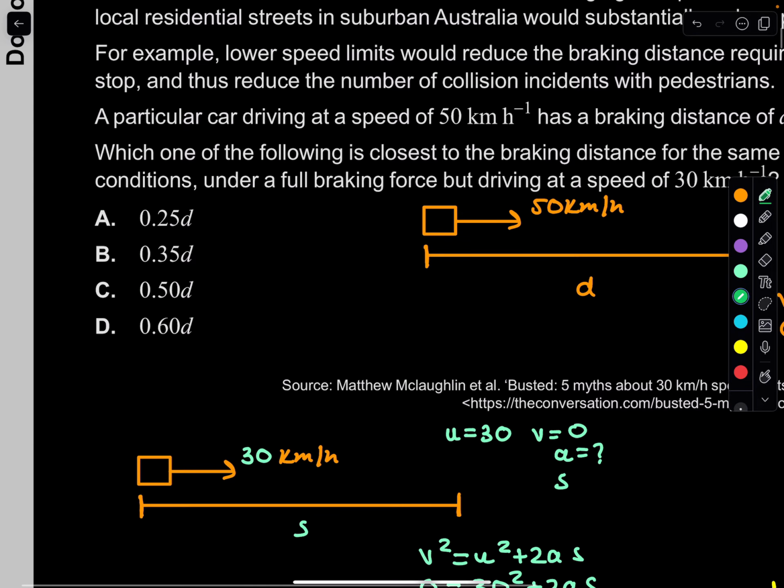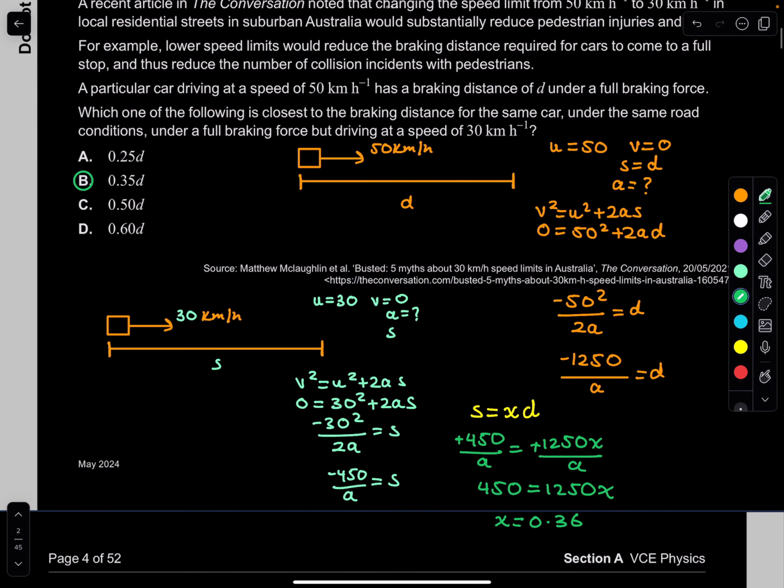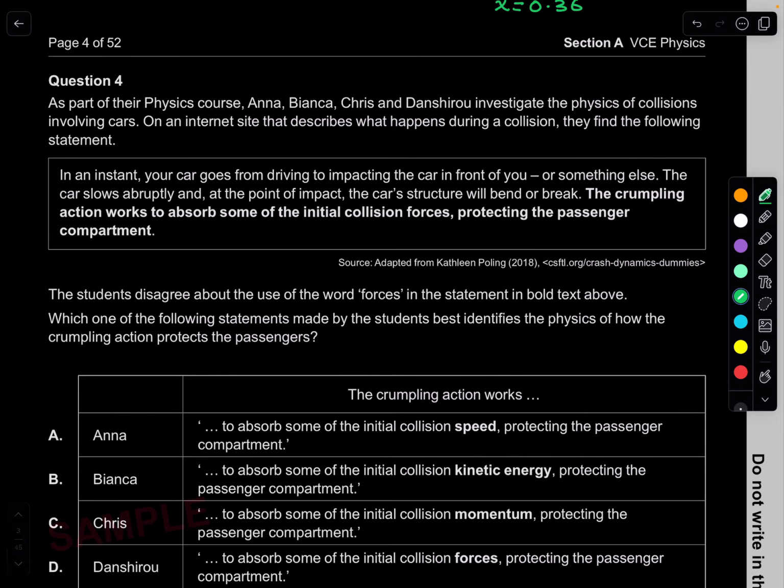So the closest to 0.36 is this one, 0.35, which is B. So choose B as your answer. Beautiful. It's a very long way I think I've worked it out, but that's how I would have done it basically. Yeah, wow. Question 4. Let's have a try at this one.